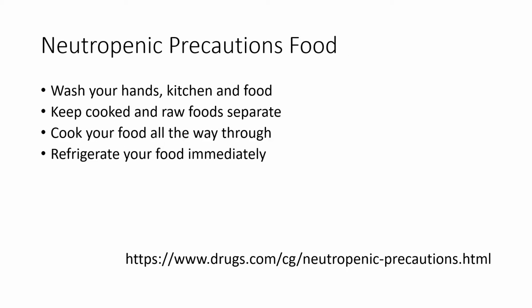Okay, so this is just a continuation of neutropenic precautions. Washing your hands, making sure the kitchen is clean, the counters have been cleaned up after cooking, avoiding eating raw foods if you know that you're neutropenic, cooking your food, especially meats, all the way through to avoid acquiring any bacteria that's in the meat, and refrigerating your food after. So if you have leftovers, you're going to refrigerate them immediately. They're not going to sit out for the day.